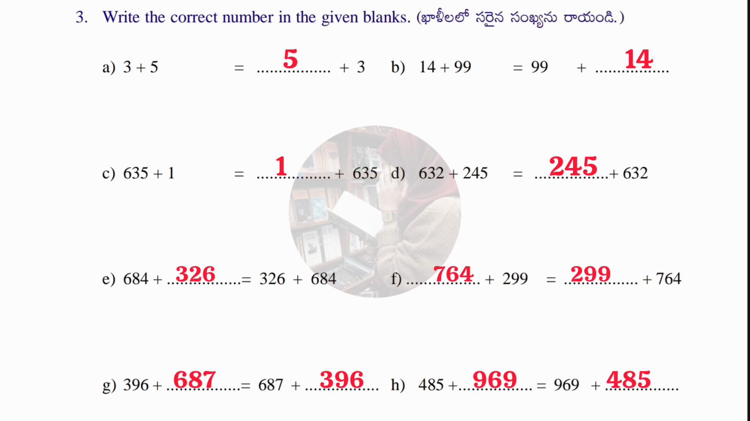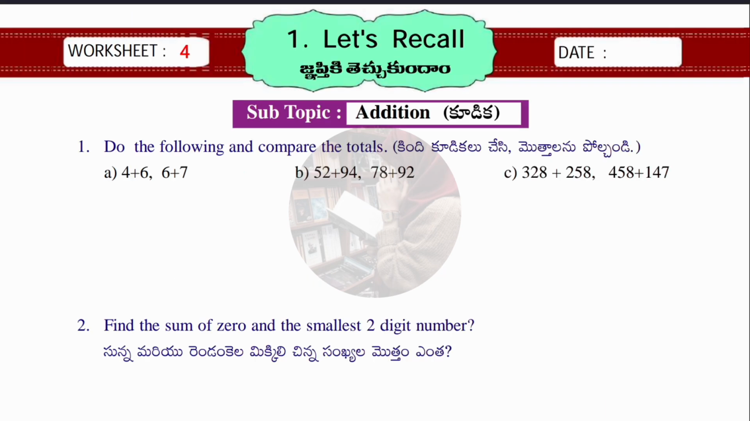Next one, 764 plus 299 is equal to 299 plus 764. Next one, 396 plus 687 equal to 687 plus 396. Last one, 485 plus 969 equal to 969 plus 485. Understood, guys? Let's move on to the next worksheet, that is worksheet number 4.